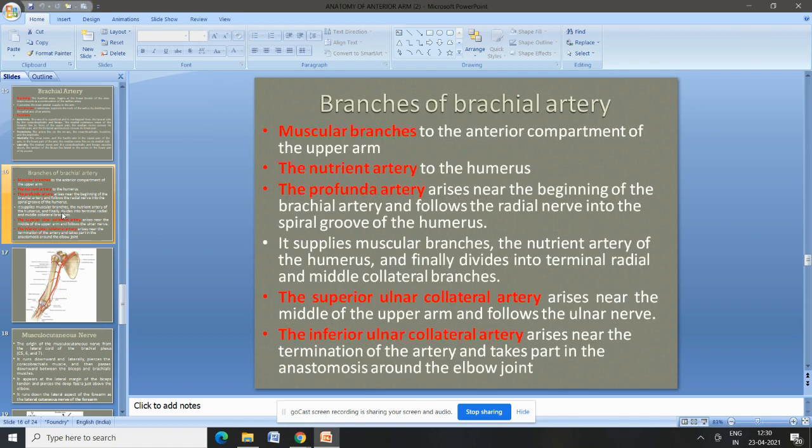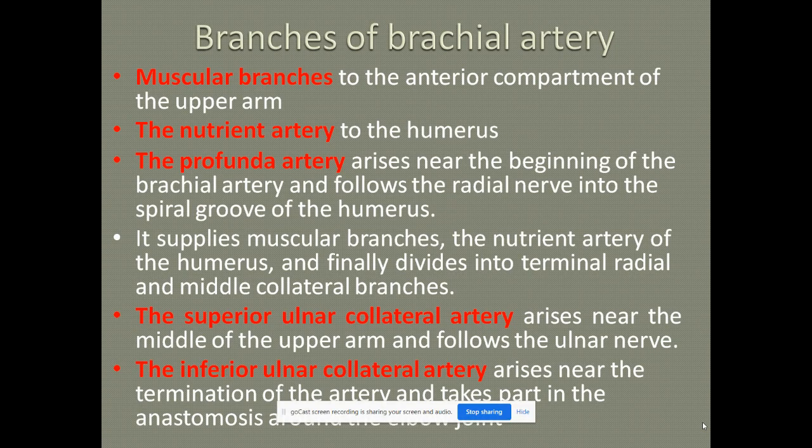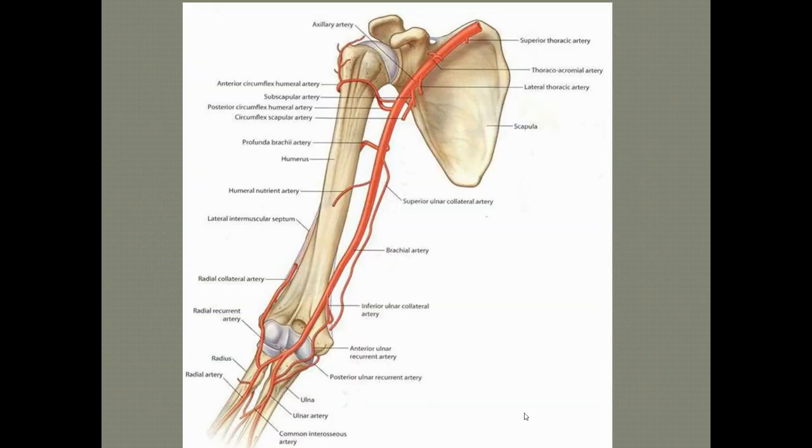Now we will see the branches of the brachial artery. Muscular branches to the anterior compartment of the upper arm, nutrient artery, profunda artery, the superior ulnar collateral artery, and inferior ulnar collateral artery. These are the branches of the brachial artery. You can see here, this is the axillary artery that will become the brachial artery here, and there are so many branches here.